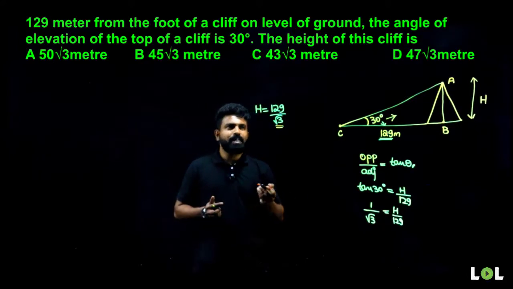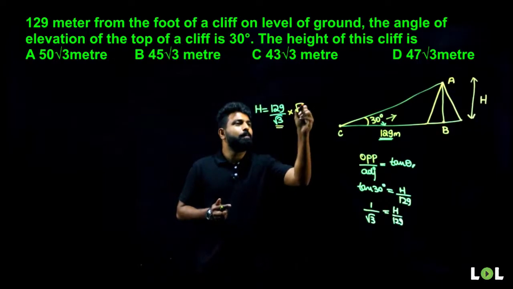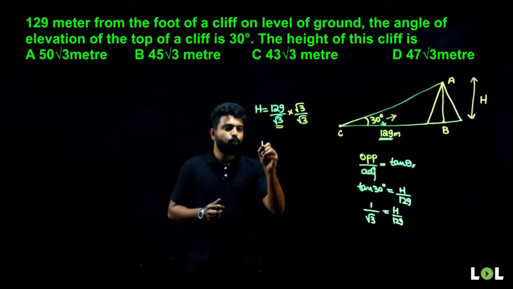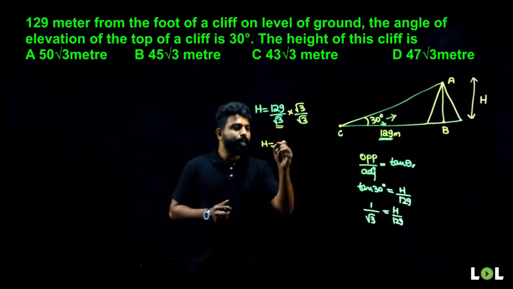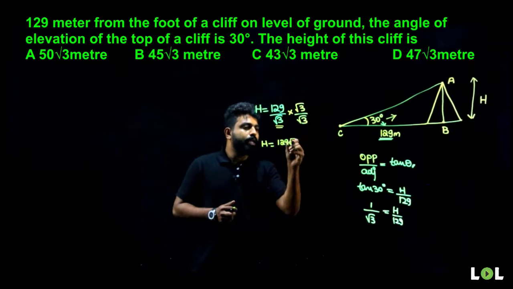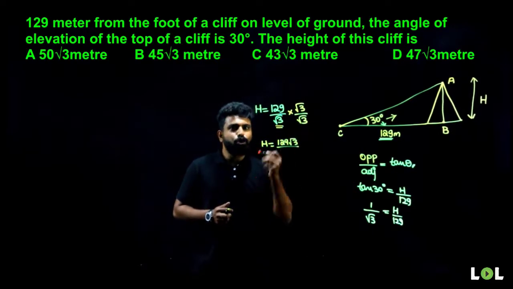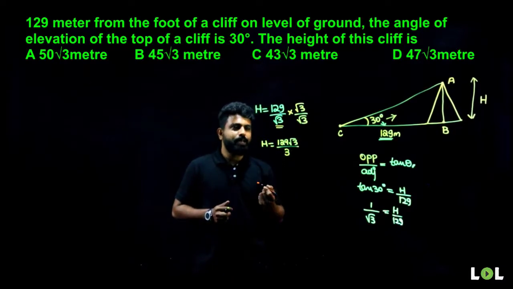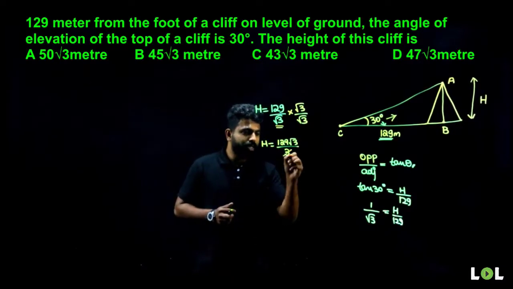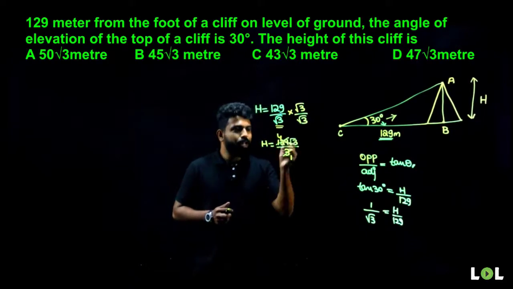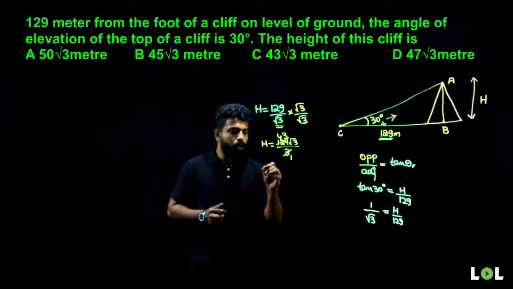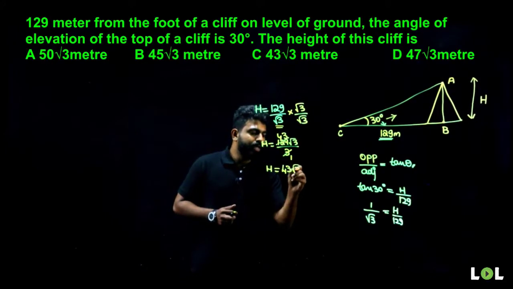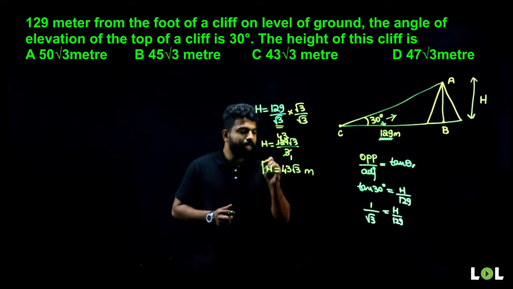How do we rationalize the denominator? We multiply and divide it by root 3. Height will be equal to 129 root 3, the whole divided by root 3 into root 3. Root 3 into root 3 gives me 3. If I simplify this, 3 1 times, 3 4 times is 12, 3 3 times is 9. My height will be 43 root 3 meters, and this will be the height of the cliff.